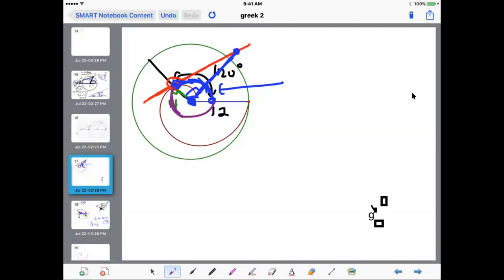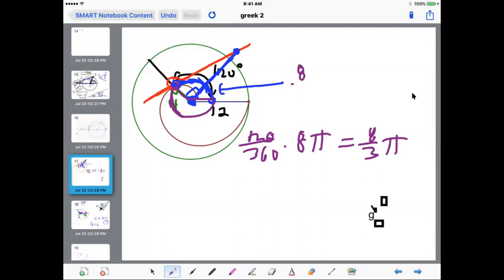It's not 4 pi, but it is 8/3 pi, because 8 pi is the whole thing, but it's not the whole thing. It's 1/3 of it because it's 120 degrees over 360 times 8 pi. Which is 8/3 pi. And that will also be the length of this blue line segment.